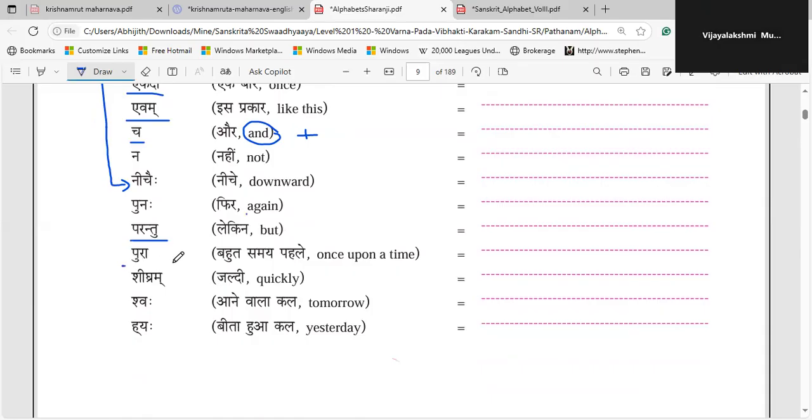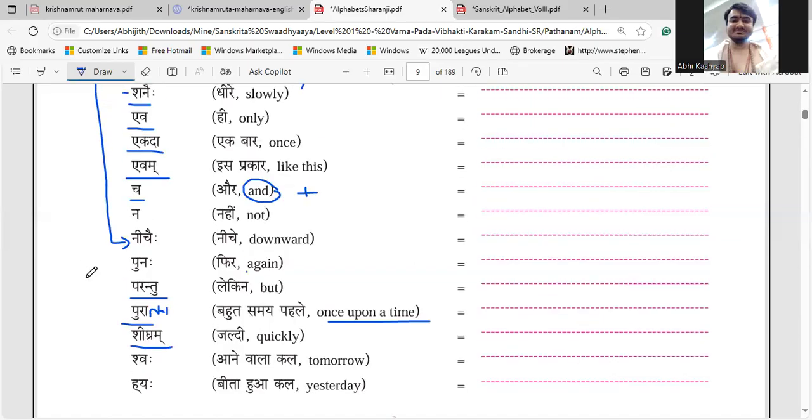Pura. Now you know why Puratana or Purana comes. Pura means once upon a time. That is the reason that Pura also we have. Which Pura means a town, some Pura we say that also. That lived once upon a time where means that place is called as also Pura. So there are many meanings like that. Shigram. Shigram is the opposite of Shanaihi. Slowly, quickly.